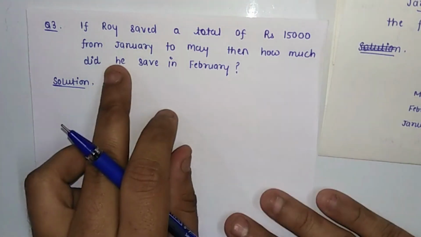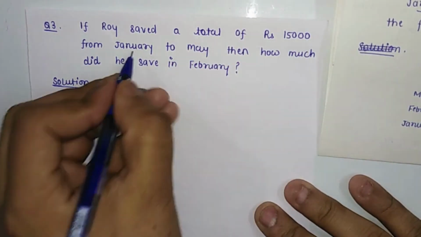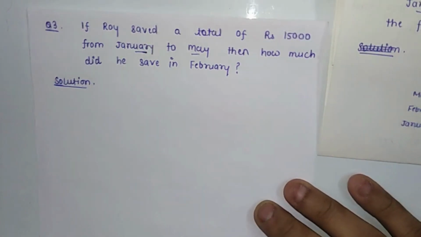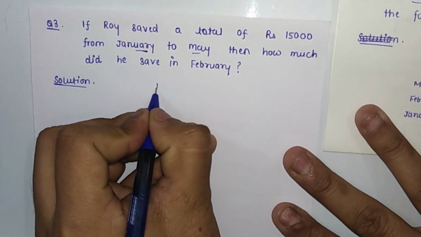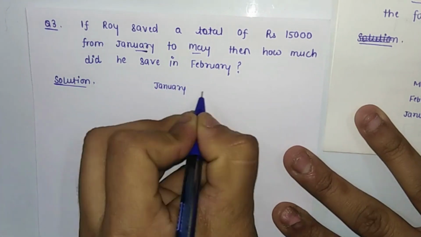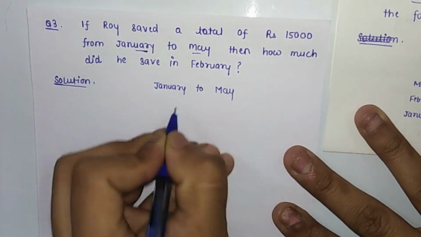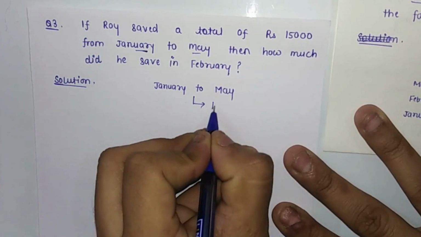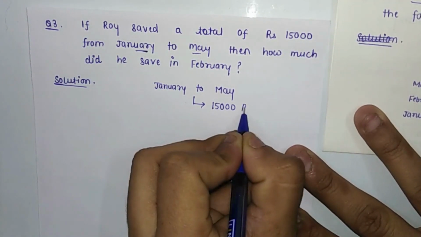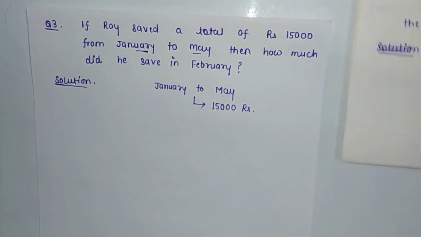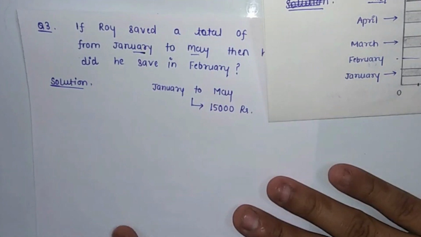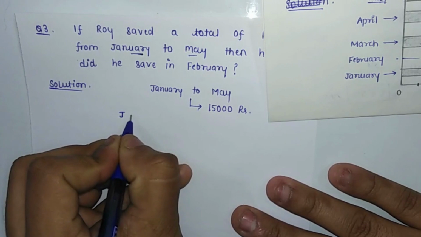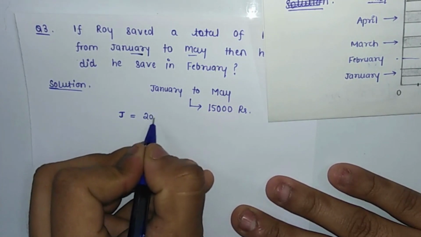Let's see question number 3. Question number 3 says, if Roy saved a total of rupees 15,000 from January to May, then how much did he save in February? So it is given that from January to May he saved 15,000 rupees. And as we can see from the graph also, there are different values for each month. For January we have seen he has saved 2000.